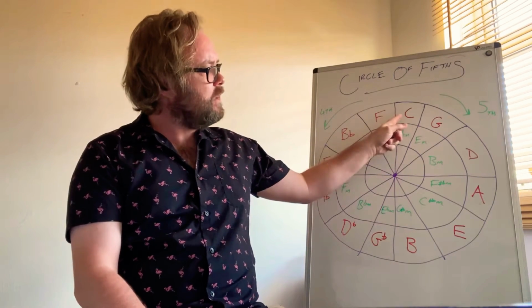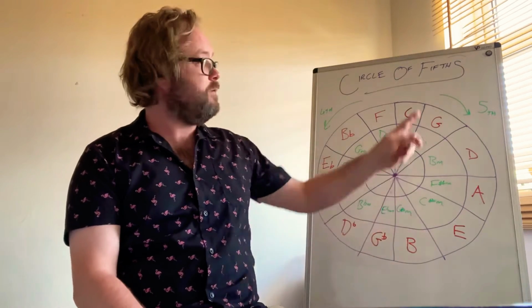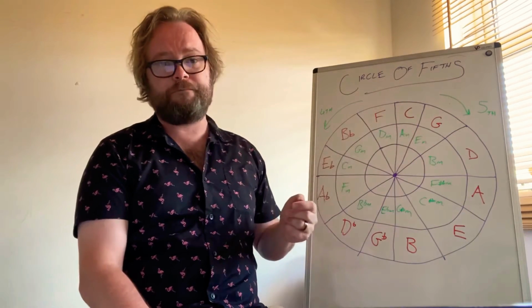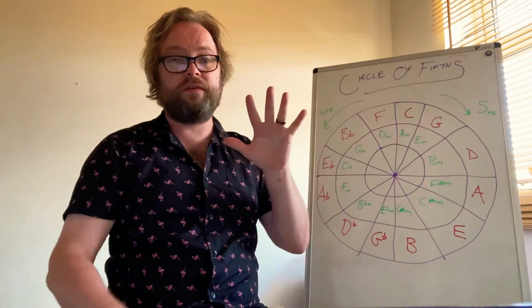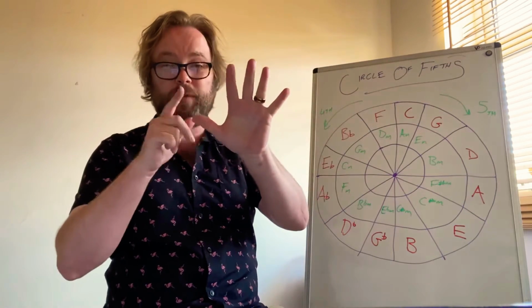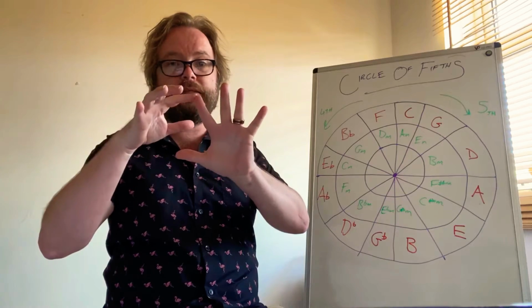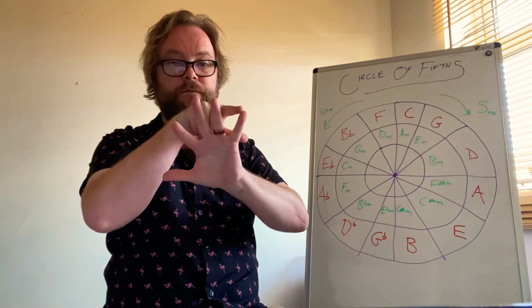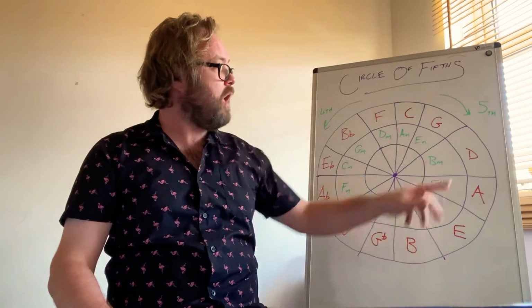But basically, all these notes going round to the right are a fifth above the one that precedes it. So let's put that to the test. You can literally do this on your hand if you want to. If we count 5 notes up from C, and we have to include the one we start on, that's really important, we'd have C, D, E, F, G. So G is a fifth above C.